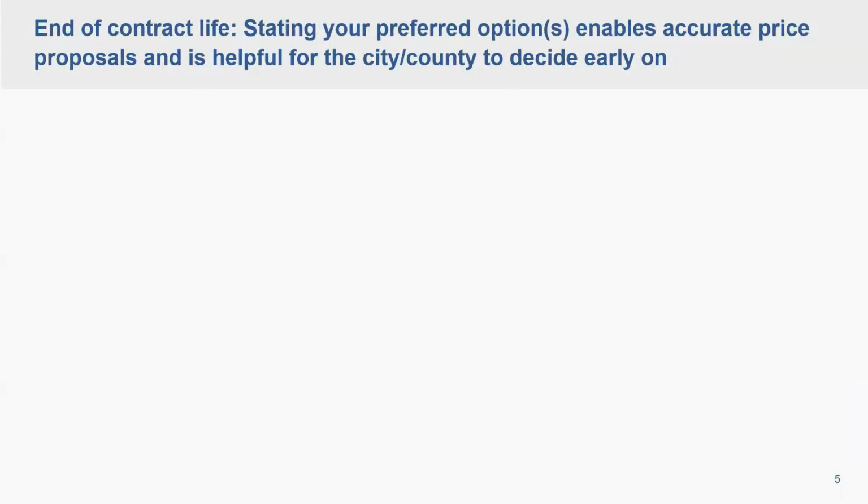All right, so the last part here, keeping this presentation pretty quick so we can get into the developer and industry experts panel, is the end of contract life, something to consider including. So stating your preferred options, one, helps to enable accurate price proposals for the developer, but it's also helpful just to have this conversation with city departments early on so that you know ahead of time what you'd like to happen at the end of the contract. And this is specifically for third-party owned systems. So at the end of a 20-year contract, who's responsible for what, and so on and so forth.